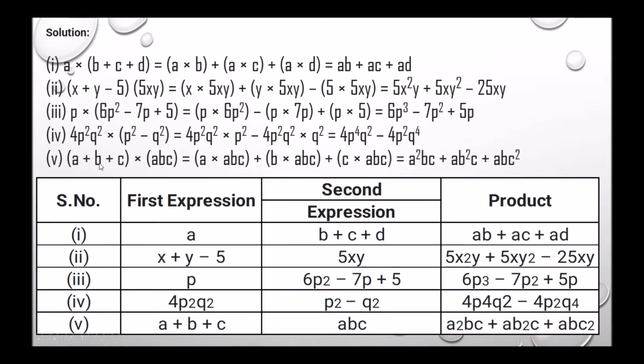a plus b plus c into abc. So we will multiply abc with each of these three. So a into abc plus b into abc plus c into abc. So we will get a square bc plus ab square c plus abc square.